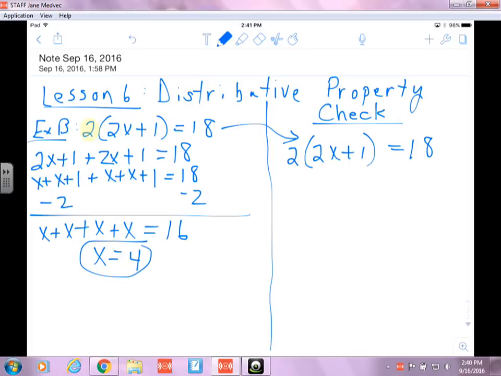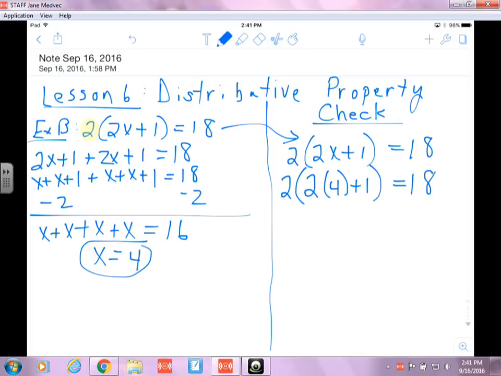Now, this is where it gets a little high schoolish. It gets tough here, okay? So I'm going to go 2 parentheses 2. I'm going to take out that x and put in a 4, but I have to put parentheses there.